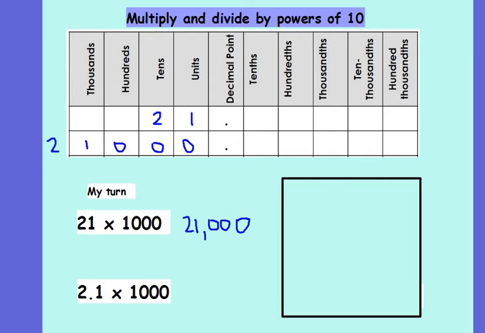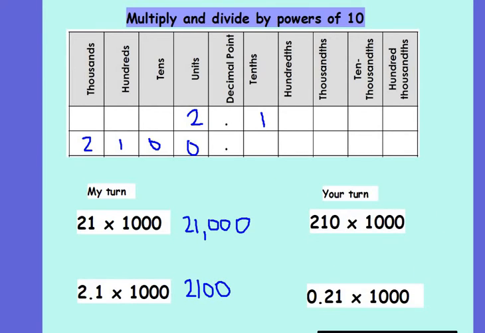How about if I've got 2.1 times 1,000? I'm still going to do the same process, only this time I've started with a 2 in the units and a 1 in the tenths. I'm going to move everything over 3 places, so I'm left with 2,100. Okay, Year 9, pause the video for a minute. In your light blue books, can you find 210 times 1,000 and 0.21 times 1,000?